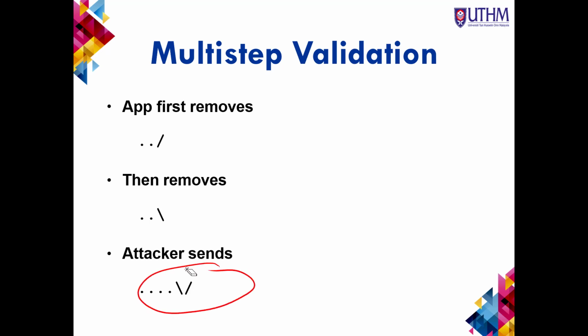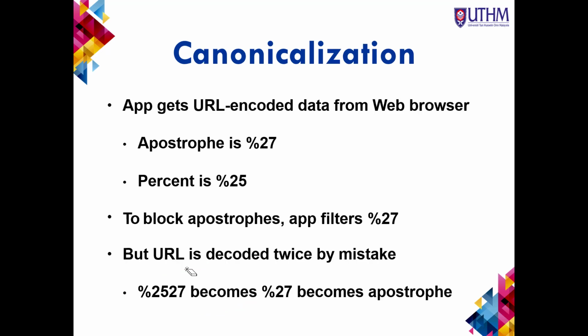Block apostrophes, for example, %27. But if the URL is decoded twice by mistake, this one becomes a %27. So we don't know what we are filtering. That is the problem with canonicalization. Canonicalization is things being replaced, from %20 to %27. You may take a look at this.